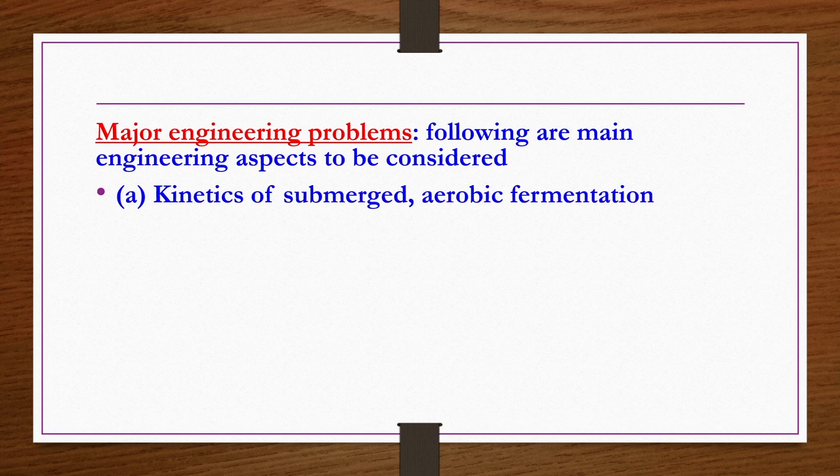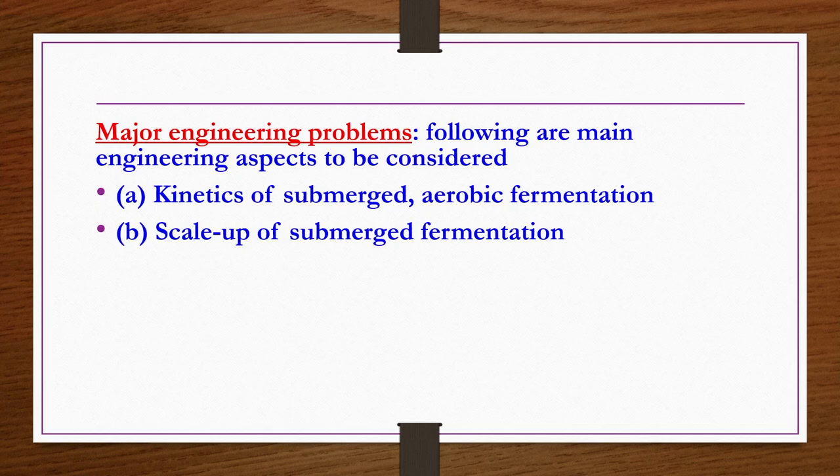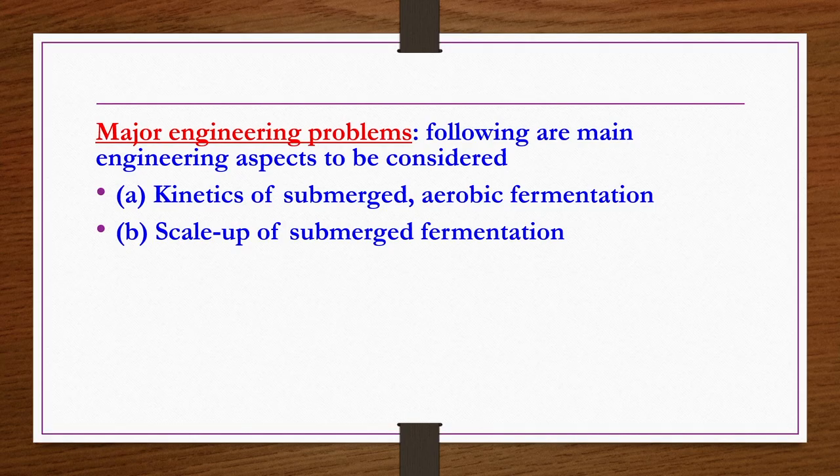So what are they? Obviously, the kinetics: wherever there is a conversion, kinetics plays a very important role. So kinetics of the submerged aerobic fermentation process is one problem. Scale up of submerged fermentation. Scale up is very essential for any plant, not only a fermentation plant, because you do it at lab scale, then bench scale, then pilot scale, then implement it in industry. When you move from lab to bench, bench to pilot, the yield and product purity, etc., vary in general.